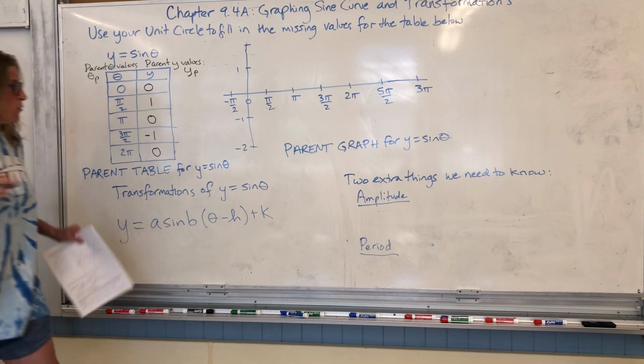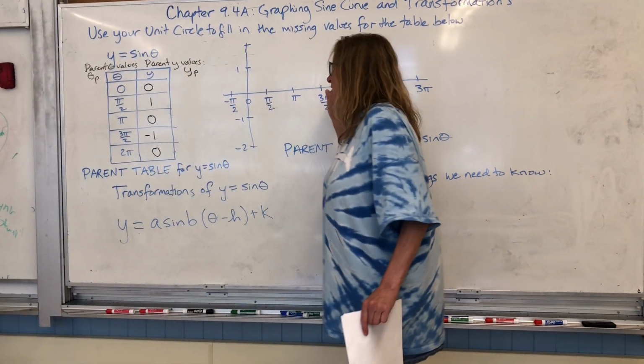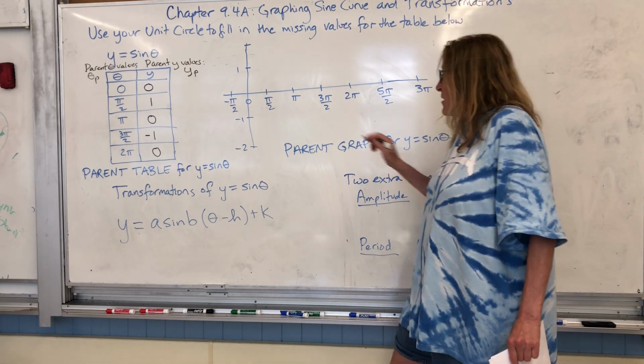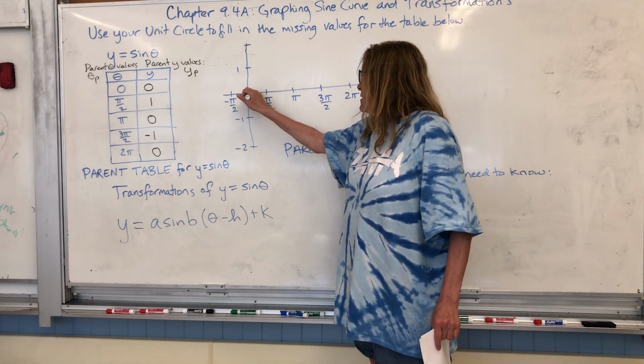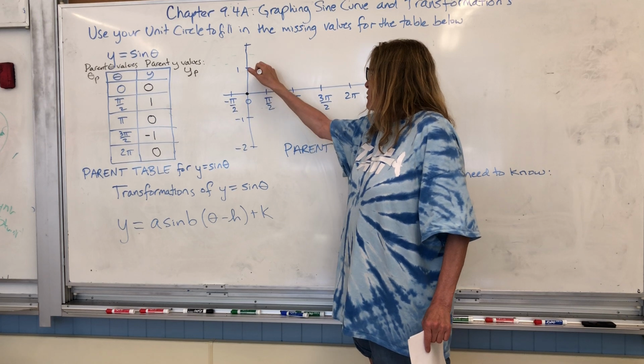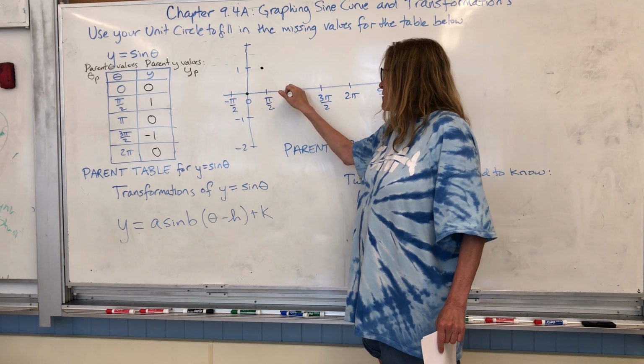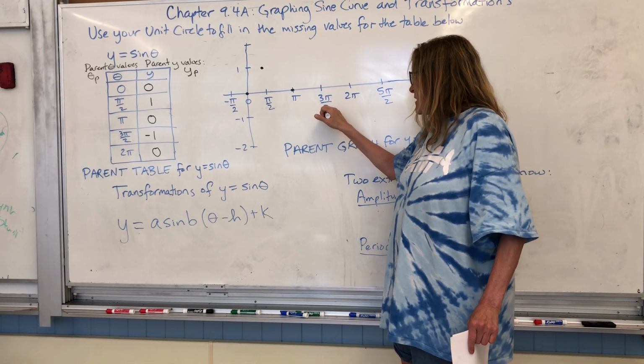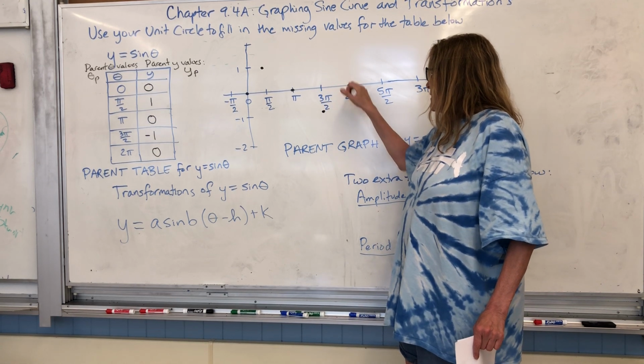Well, let's graph these points. Notice my x-axis is now radians instead of values of x like I'm used to. So I'm going to graph 0, 0. I'm going to graph pi over 2, comma 1. I'm going to graph pi, comma 0, 3 pi over 2, comma -1, and 2 pi.